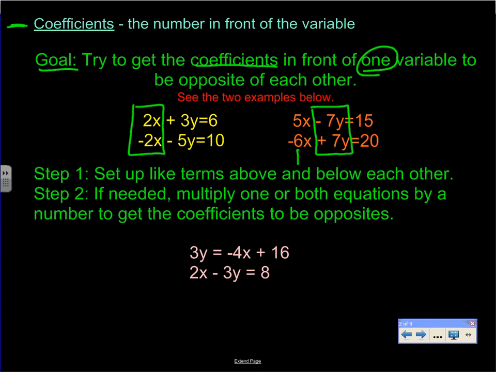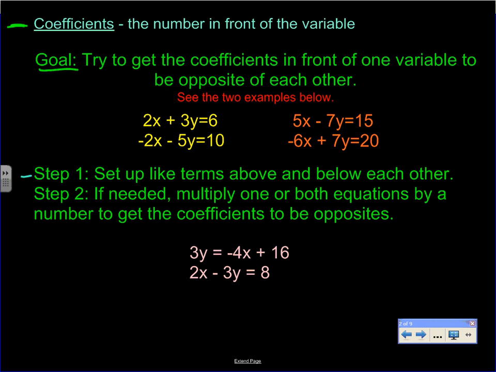And if we notice, the x's are different. And over here, the y's, the coefficients are different. So the whole goal is to try and get the coefficients in front of one of those variables to be opposite of each other. So there are 2 steps in doing that. First step, set up the like terms above and below each other.